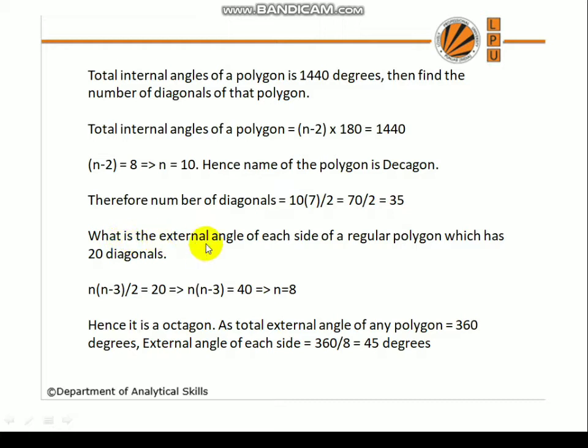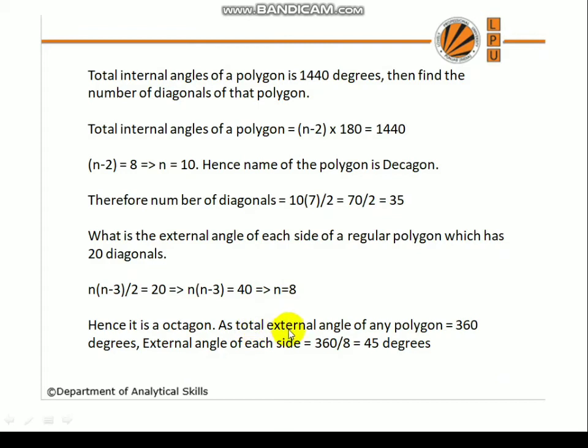Another example. What is the external angle of each side of a regular polygon which has 20 diagonals? Since it is given as a regular polygon, all the sides and all the angles are equal, so we can find the external angle of each side. To find it, we have to first find the number of sides. Here diagonals are given, so n into (n minus 3) by 2 is the number of diagonals, which is equal to 20. Therefore n into (n minus 3) is 40. By solving this equation, we get n is equal to 8, which means it is an octagon, a regular octagon.